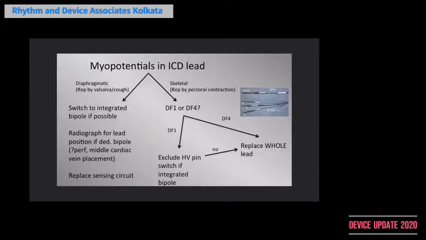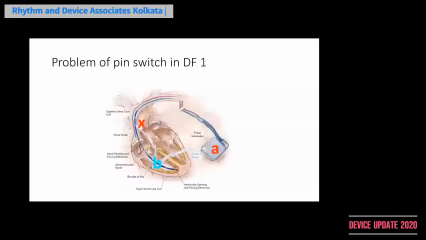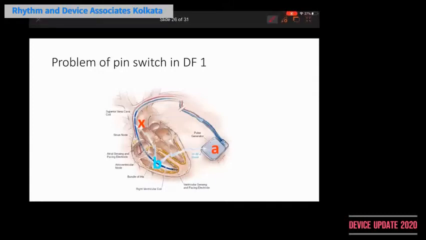If a skeletal myopotential is detected in the RV lead, now that is something which is not good. It is unlikely to be detected because the local antenna is on the RV only. So there you have to think whether the patient has a DF1 or a DF4 lead. If it is a DF1 lead, usually pectoral myopotential oversensing is detected at the SVC coil, which is the access of a pectoral muscle myopotential. Usually it will not be detected here.